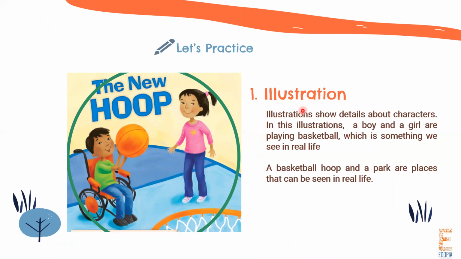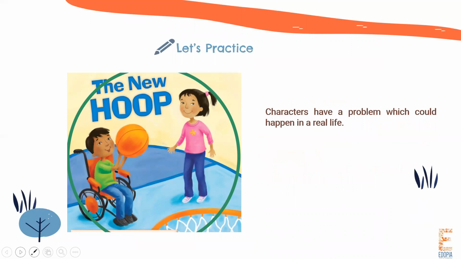So the first thing that we can figure out, or the key feature we can figure out of a realistic fiction, are the illustrations, the picture itself. A boy and a girl are playing basketball, which is something we see in real life. A basketball hoop and a park are places that can be seen in real life. So this is your first text feature about this realistic fiction. The characters have a problem which could happen in real life.